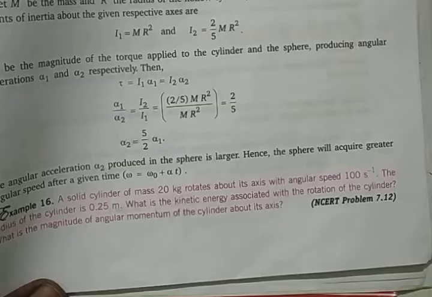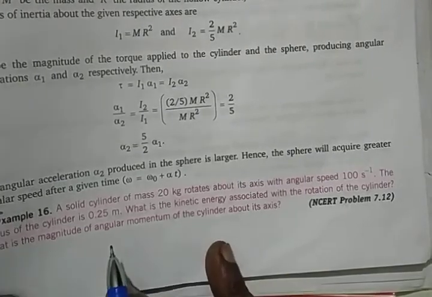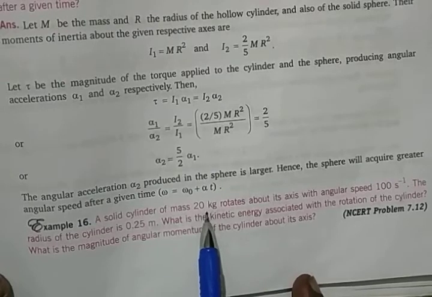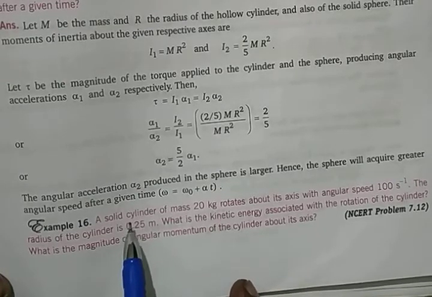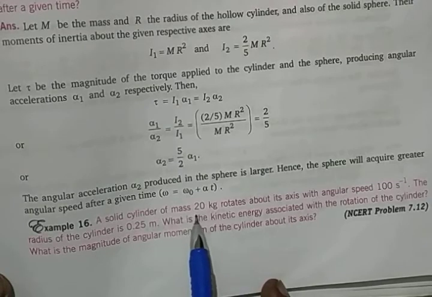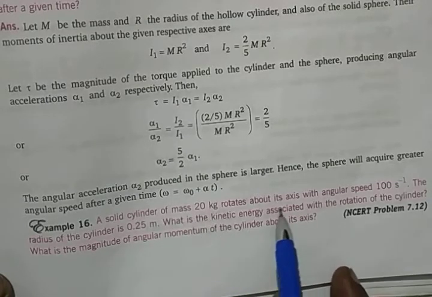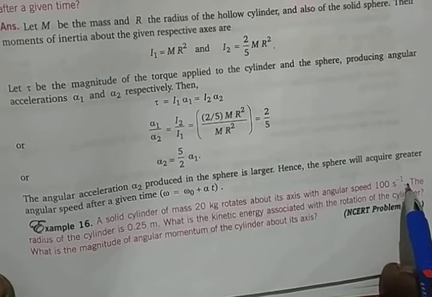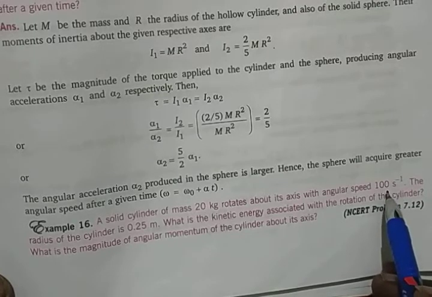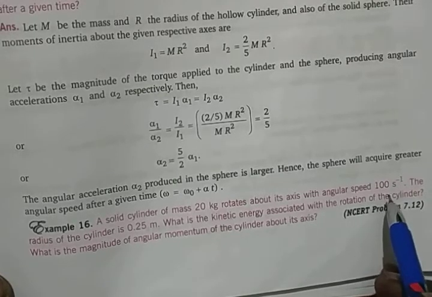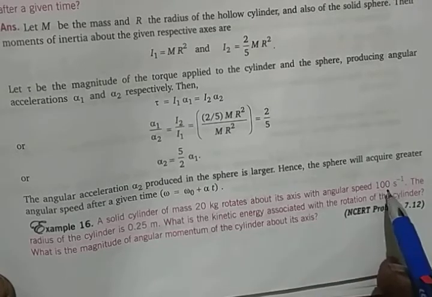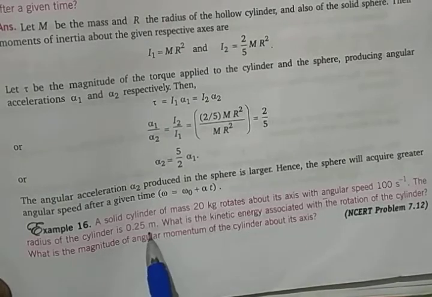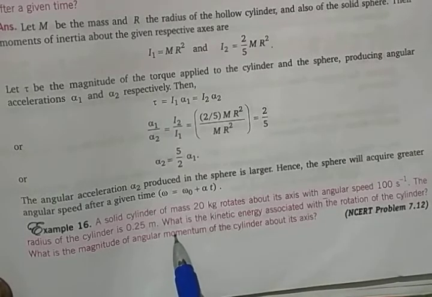Okay, we'll go to the next question now. The next is question number 16. Take a look at this question. A solid cylinder of mass 20 kg. Just write down solid cylinder. What is the mass? M is equal to 20 kilogram. It rotates about its axis with an angular speed of 100 second minus 1. That means omega is equal to 100 radians per second. The radius of the cylinder is 0.25 meters. R equal to 0.25 meters.